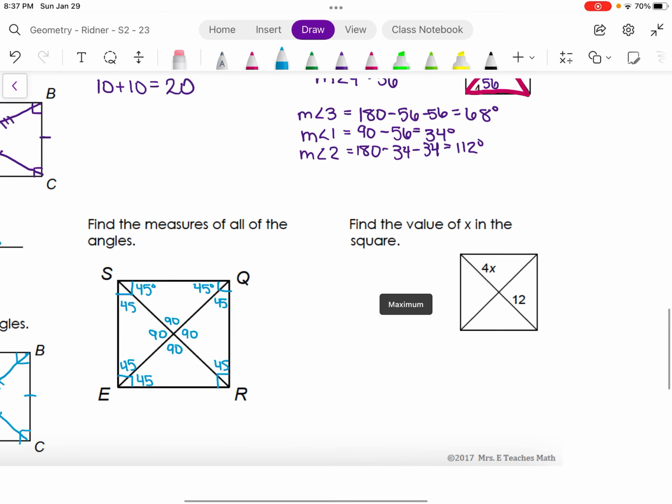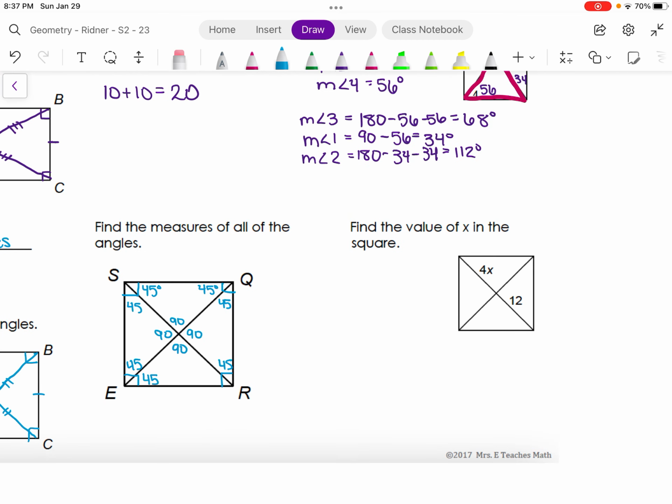And our last example of the day, what if I wanted to find the value of x? Well, this length is equal to this length. So I write that. Okay. To get x by itself, I need to divide. So x equals 3. And there's everything you need to know about squares.